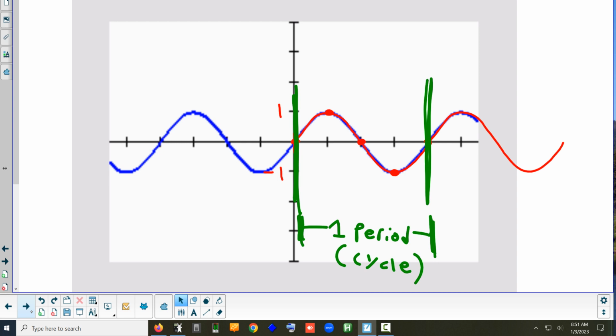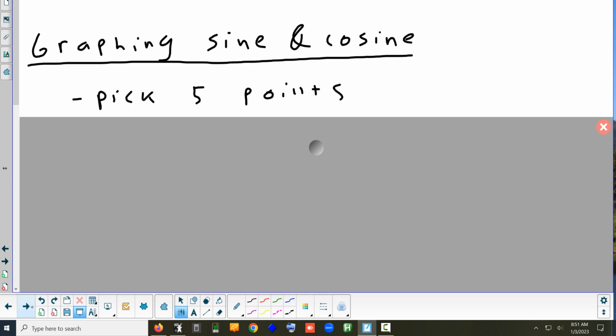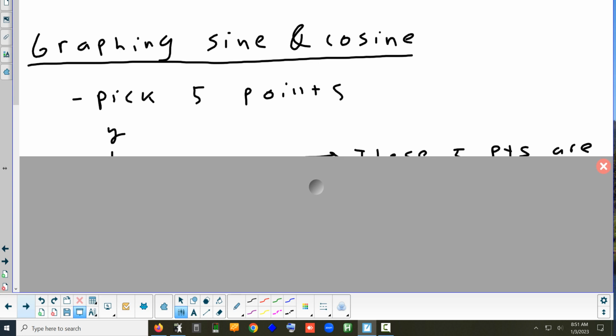Since it's a wave, it's a little more complicated than a line. Like a line, you only need 2 points. And you can get a nice picture with it. With the wave, you need 5. And the 5 points are going to be the beginning, the end, the middle, the high, and the low. If you graph those 5 points, then you can get a pretty good picture of your wave.